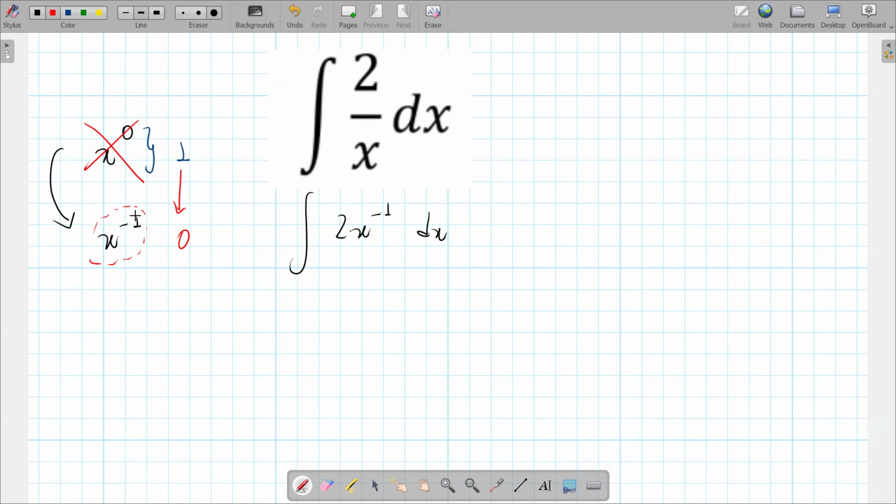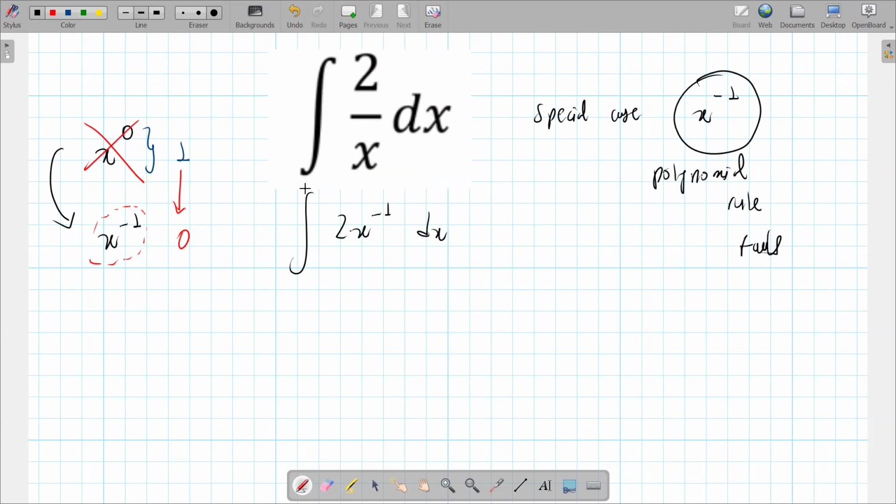When the power is -1, that rule we just saw fails. This is a very special case. This is when your x has a power of -1. When this happens, the polynomial rule where we just add +1 fails. So now how do we attack this one?